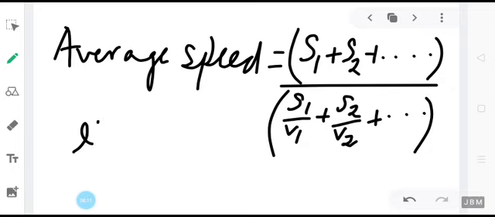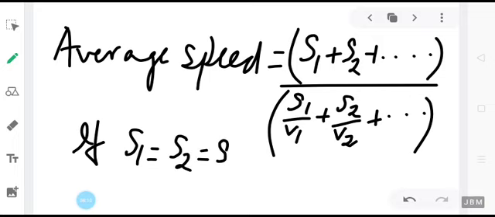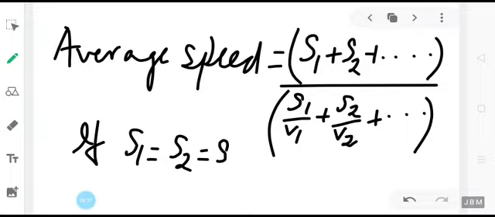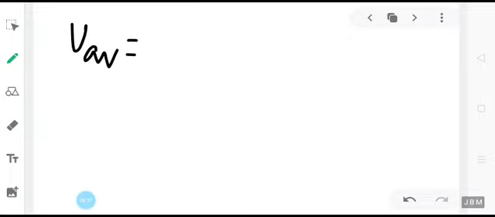If s1 is equal to s2 is equal to s, that is, the body covers equal distances with different speeds, then average speed will be equal to, let's just consider two values. So we will have s1 plus s2, that will be given by s plus s.